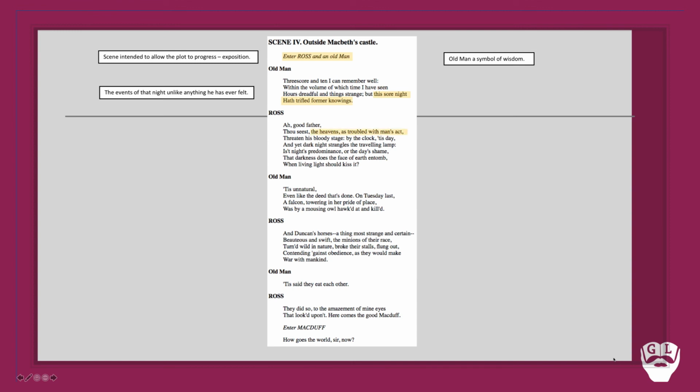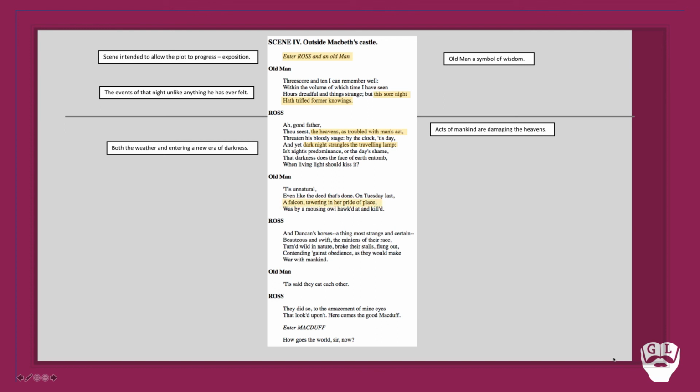Ross comments how the heavens seem troubled with man's act, that mankind is damaging the very heavens itself. Remember, Duncan is the representation in human form of God, so to murder Duncan is almost to murder God. The idea of dark night strangles the travelling lamp, that the weather is entering, as well as Scotland is entering, this new era of darkness, that there is a foreboding sense in Scotland after the murder of Duncan.